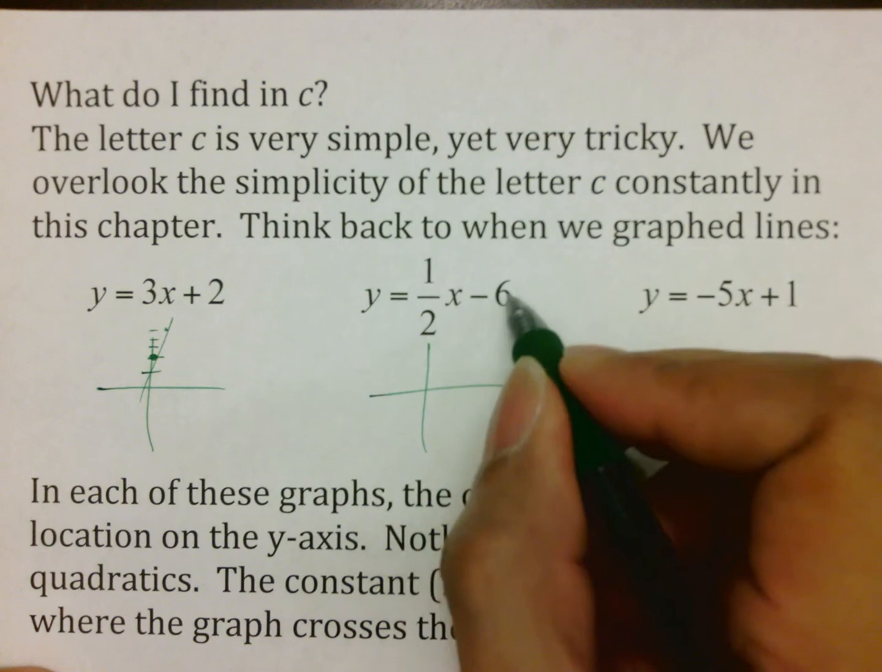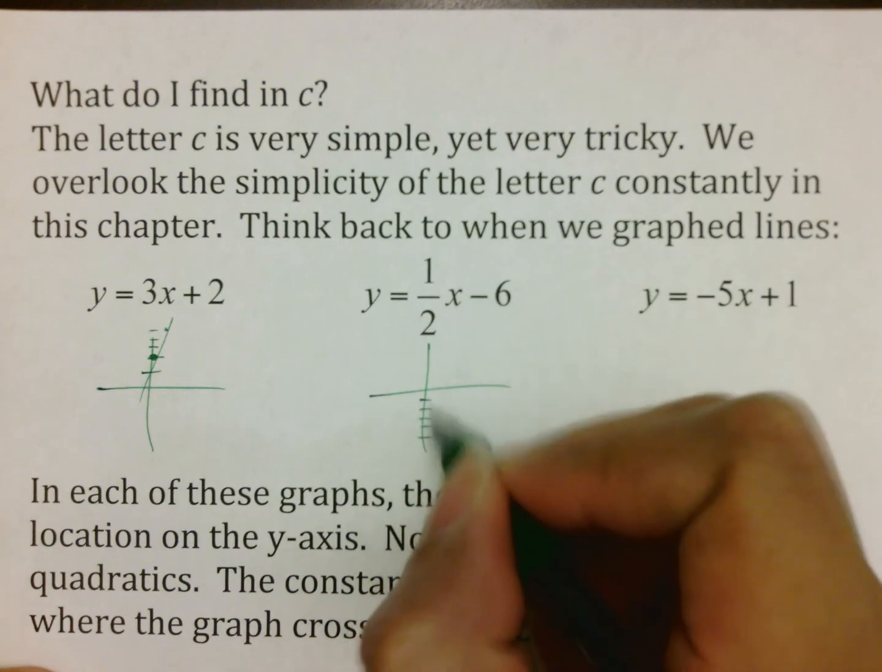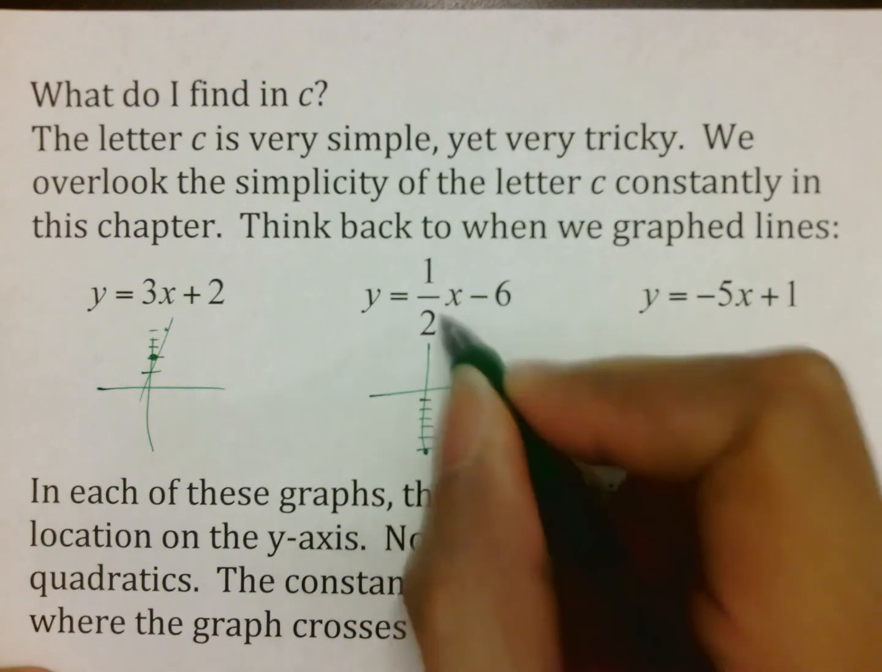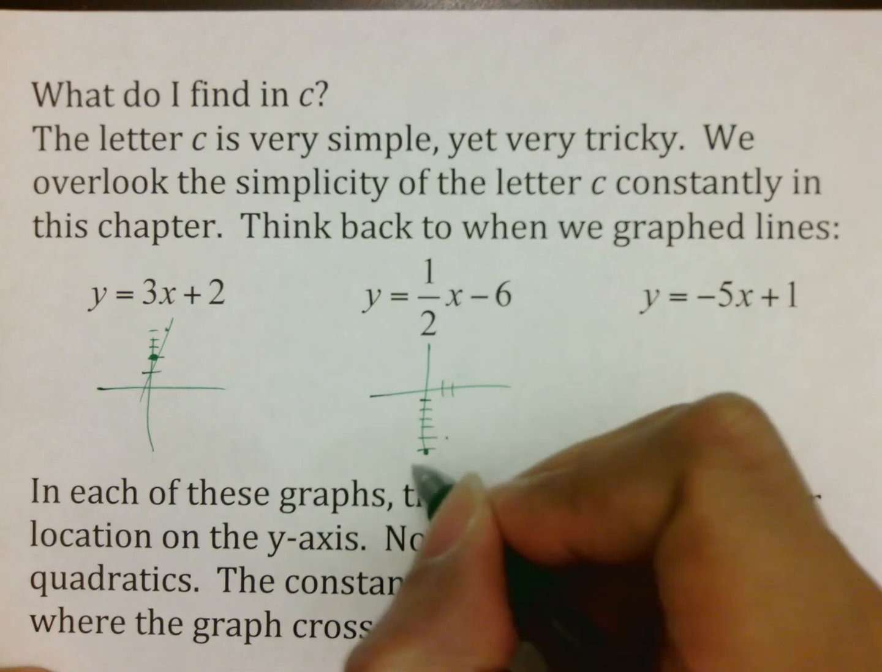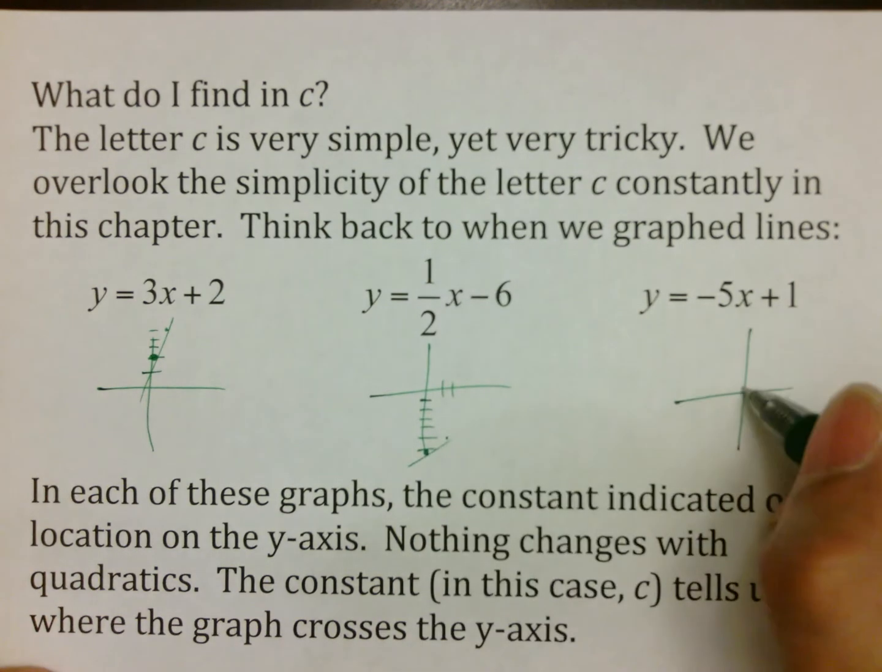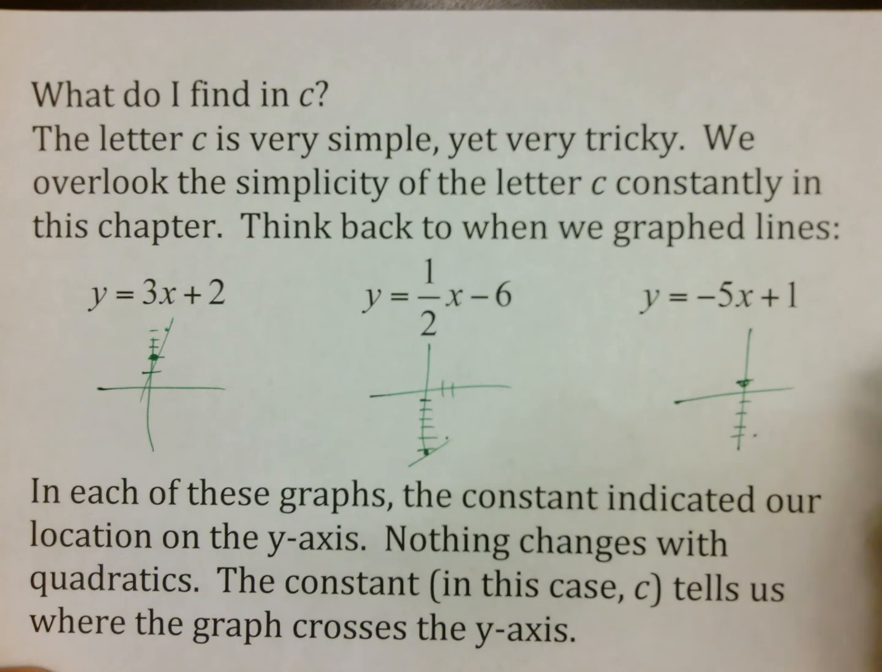If you remember this one, this told me to go down 6, and then go up 1 over 2 and put a dot and draw a line. If you remember this one, that told me to go up 1 and then down 1, 2, 3, 4, 5 and over 1 and put a dot.